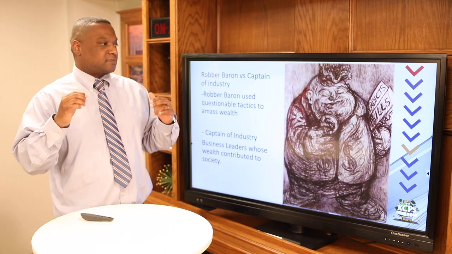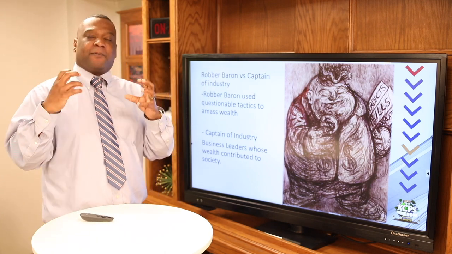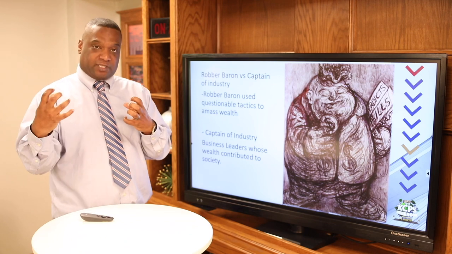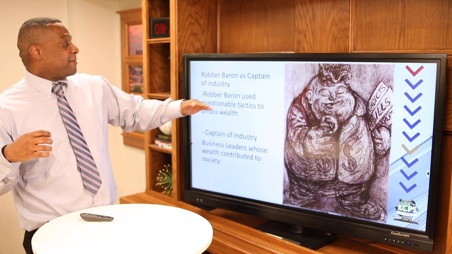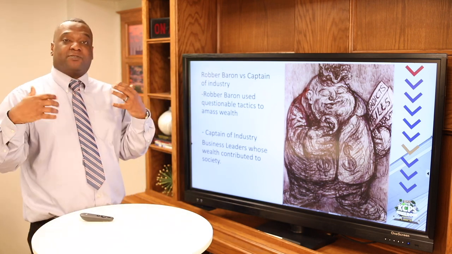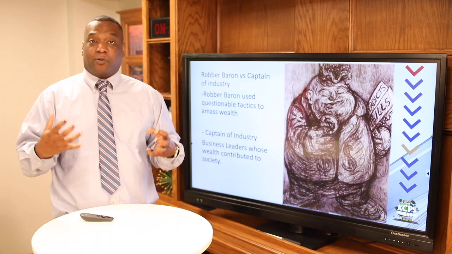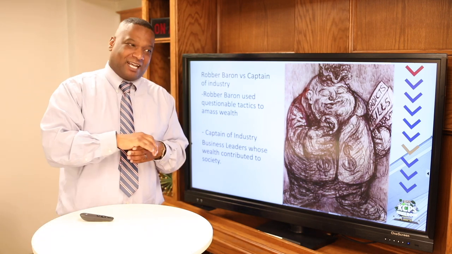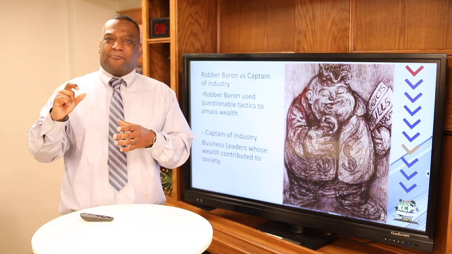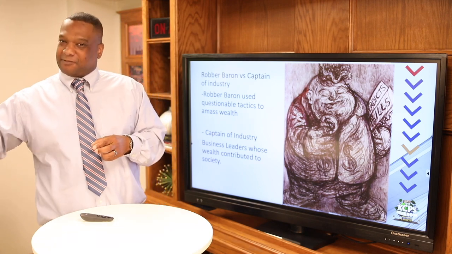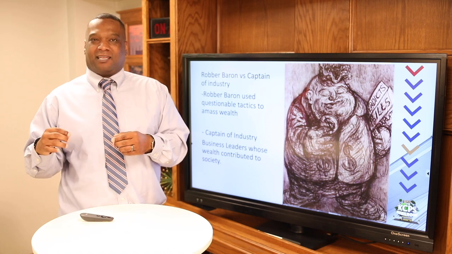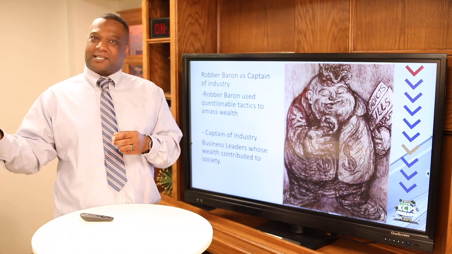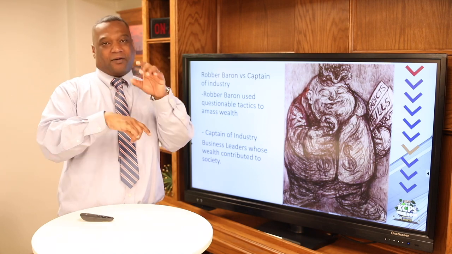So, to define this period, we're going to talk about robber barons and captains of industry. To define robber barons, basically they used questionable tactics to amass their wealth. We're going to talk about Rockefeller. What he would do, he would put his friends on the boards of these different companies, right? And basically, he would force them to sell their company to him. We're going to talk about all that stuff.